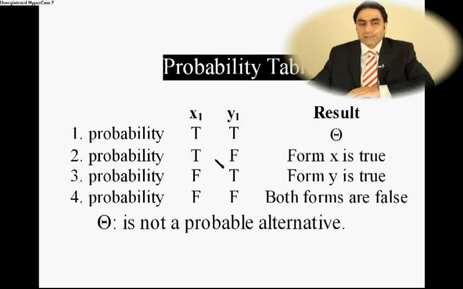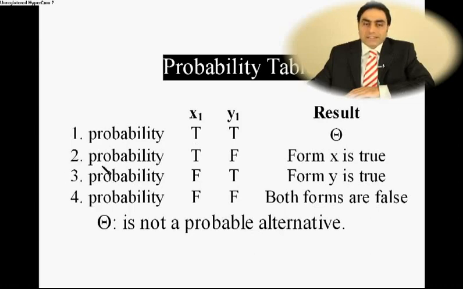And at the third probability, X1 is F, Y1 is T. This probability, or this alternative, is the opposite of the second, and this time form Y is true and form X is false. The last probability, X1 is false, Y1 is false, phi. It means both of them acted in an inaccurate way, false, and none of the reports is true. The knowledge which comes from X1 is false, and Y1 is false too. Both forms are false.